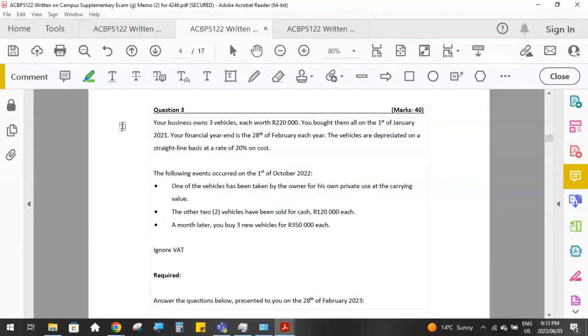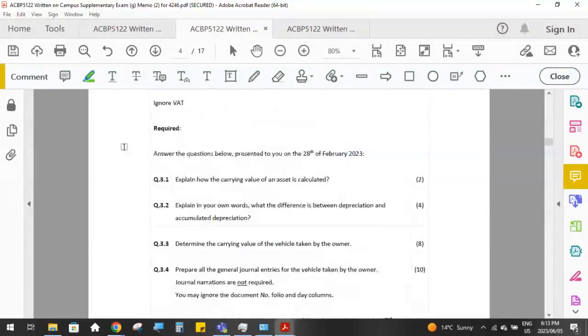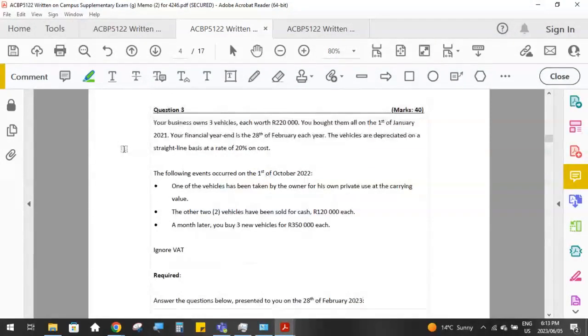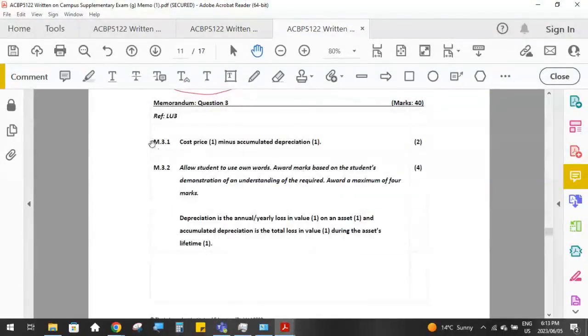Okay, then question 3. Will I have time to finish this one? This is a 40-mark question. I have to finish in time because I have got another class at 6:30 with another group. So I don't want to start on a question that's going to be too long, but I think we should be able to finish this question. So question 3 for 40 marks. This is a question from Learning Unit 3, which is your depreciable assets, all your depreciation calculations.